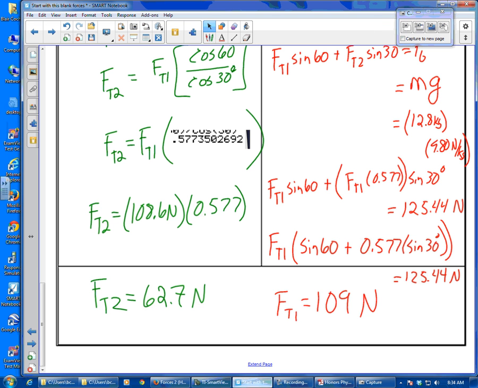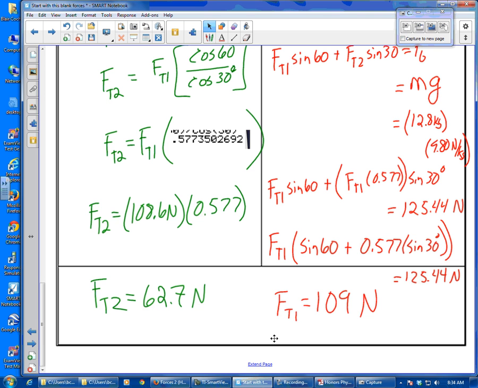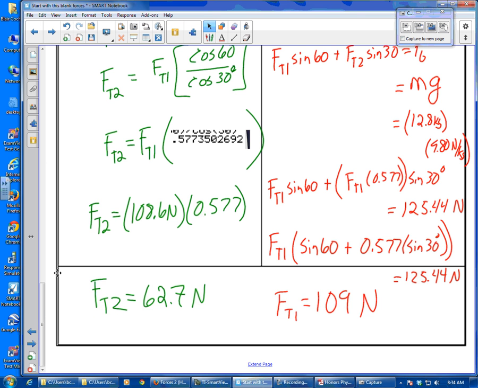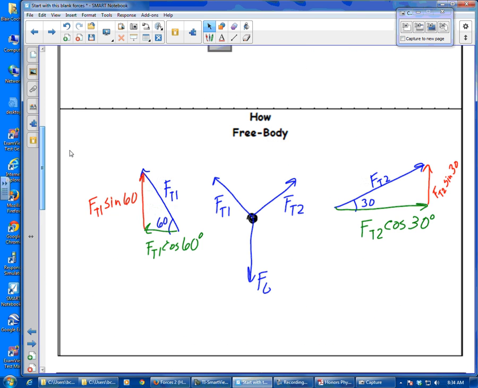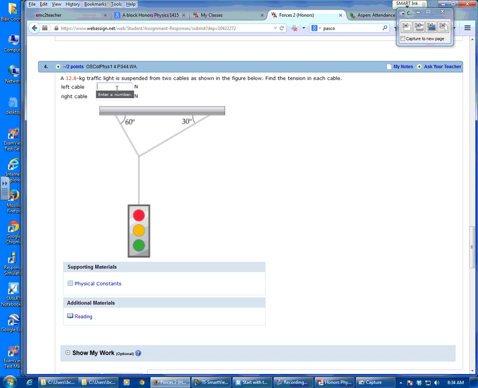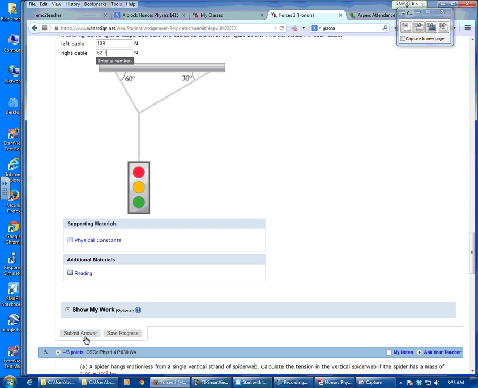So let's see if I work my calculator, 109 and 62.7. This is where I have to make sure I put them on the right side. I said Ft1 was the right-hand cable. Yeah. Oh, left-hand. Ft1 is the left-hand cable. So that should be 109, and then 62.7. See if I got it. Excellent.